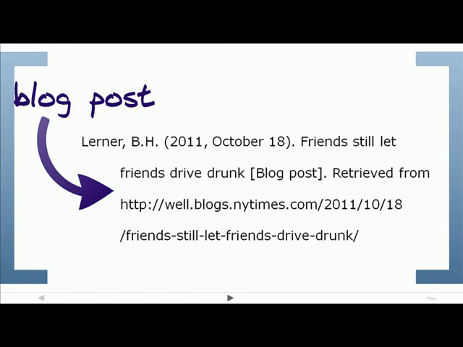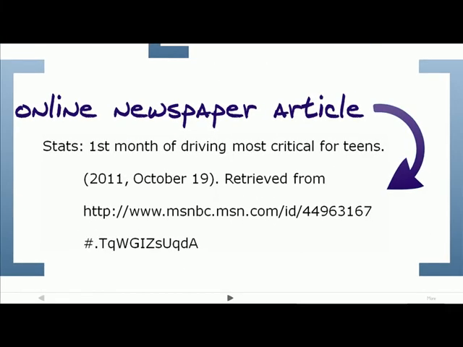For a blog post, we have the author's name, the full date of the post to make it easier to find, the title of the post, a description of the format, in this case blog post, and the retrieval information. You can also use this method to cite online newspaper or magazine articles, many of which don't have authors.